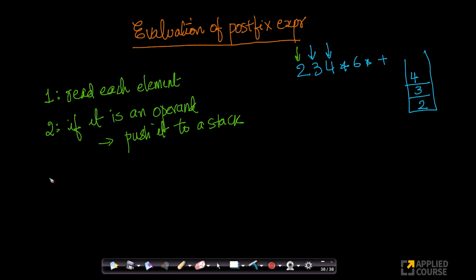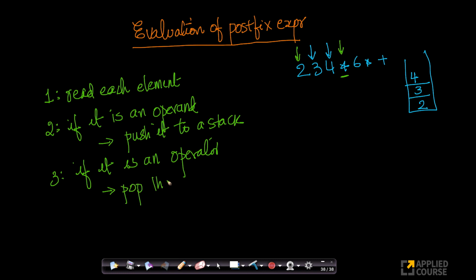Now comes the next case, because the next item that we are reading is now an operator. If what you read is an operator, then what do we do? There are a couple of steps. First thing we'll do is pop the top 2 elements. When I pop the top 2 elements, what do I get? I get 4 and I get 3. I popped these 2, so let's erase them from here, because I've already popped them.